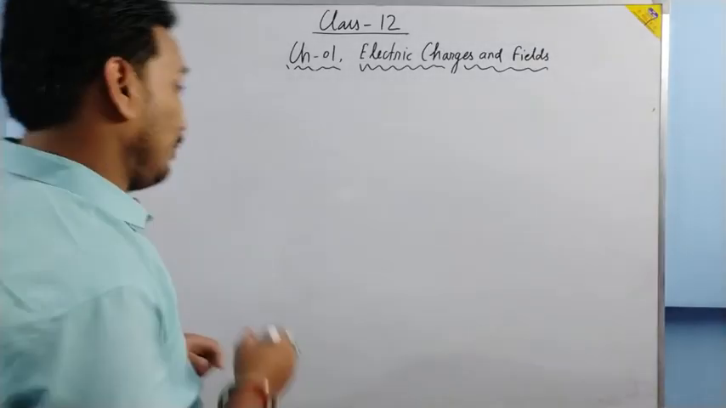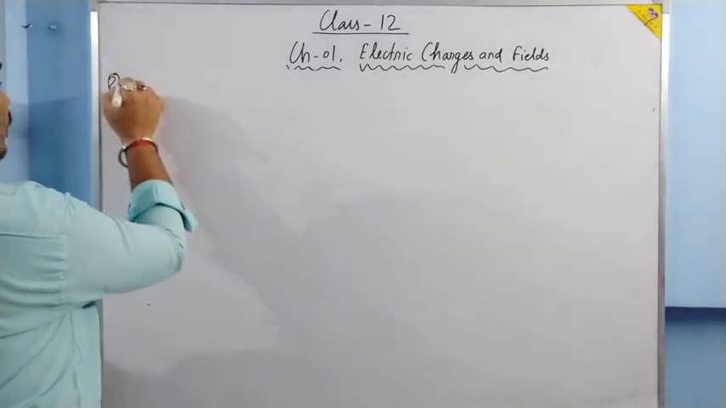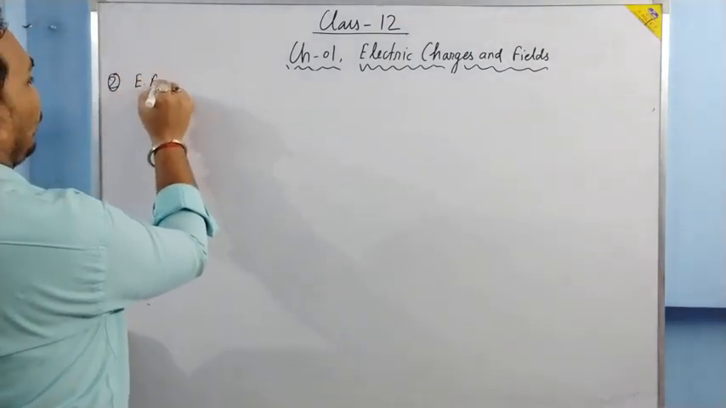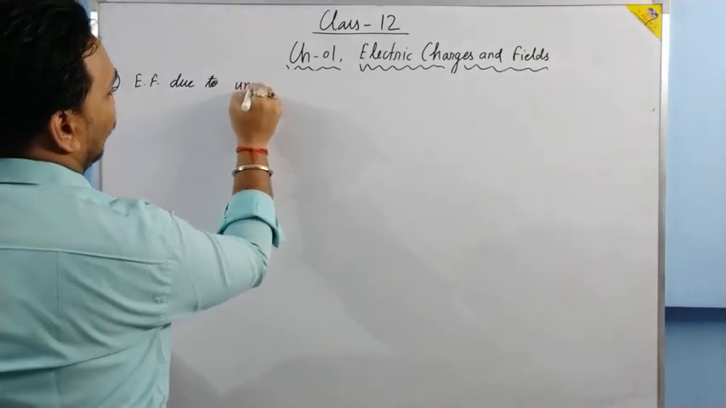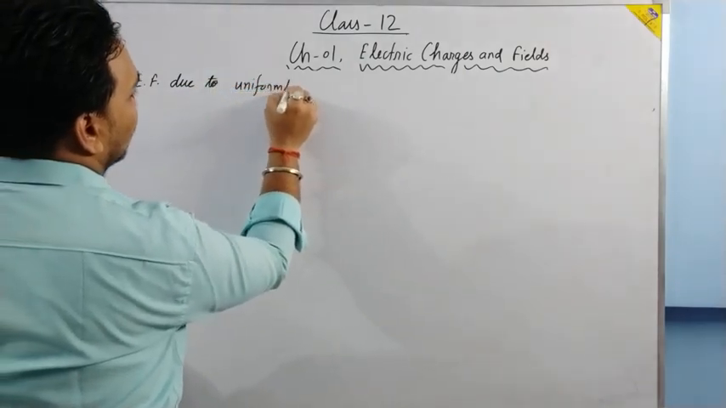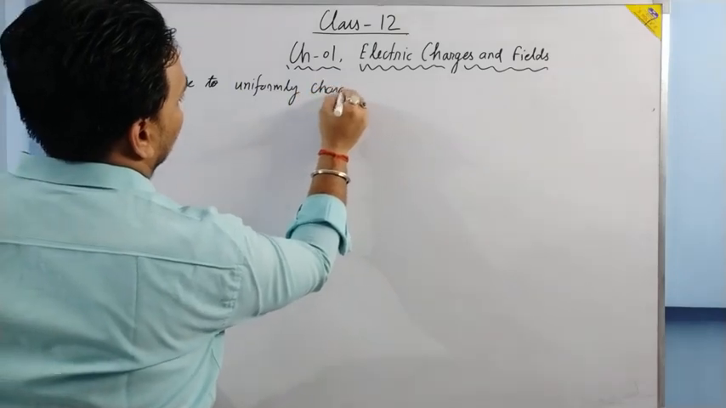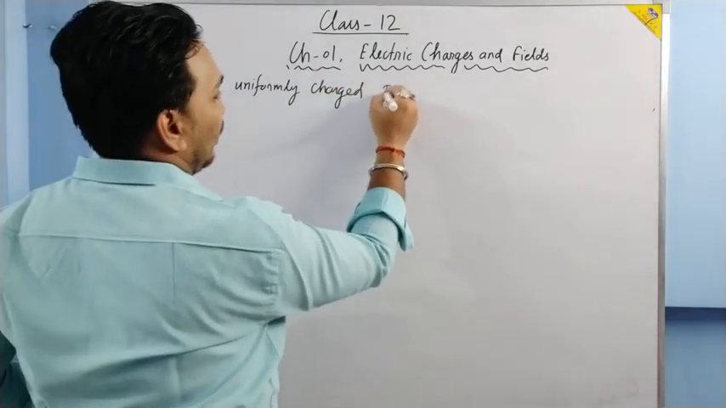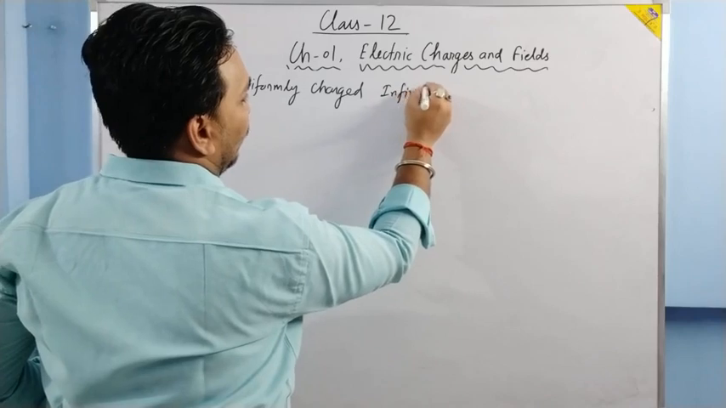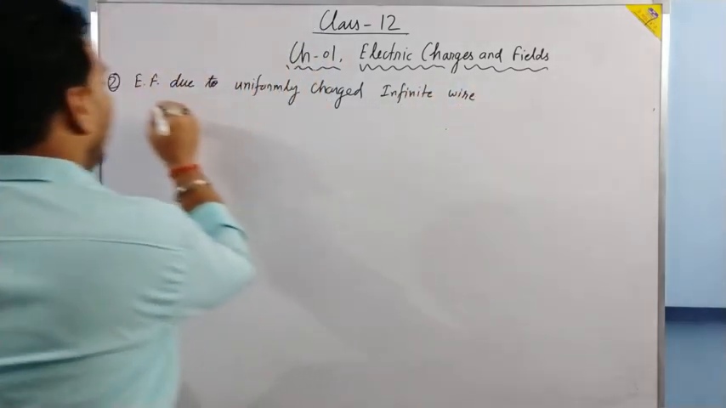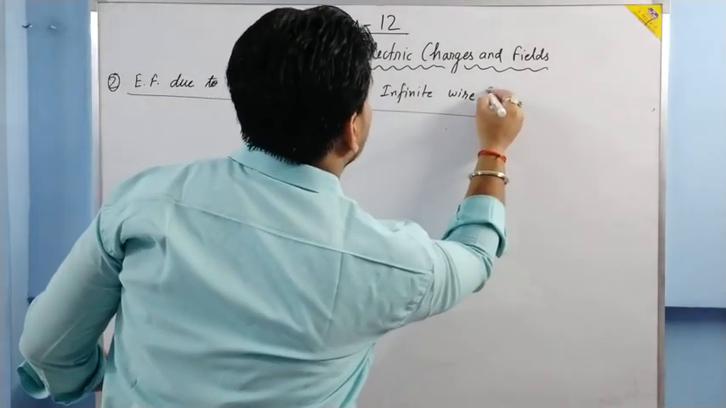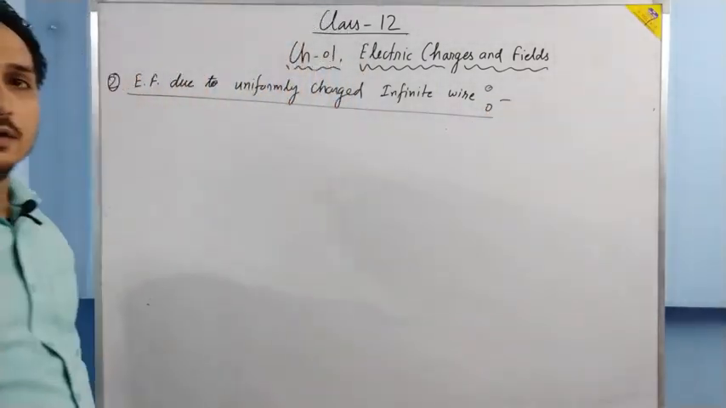Let us move ahead now. The second application is the electric field due to a uniformly charged infinite wire. Electric field due to uniformly charged infinite wire. This is the second one.